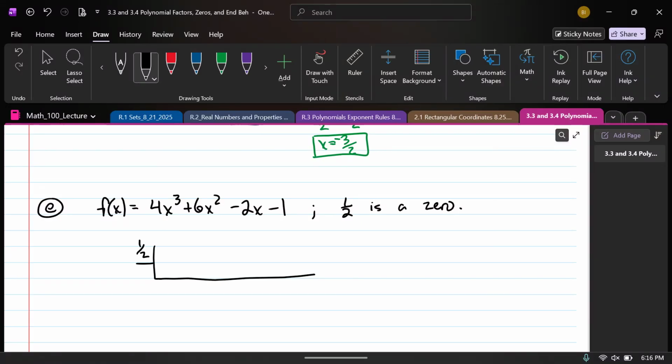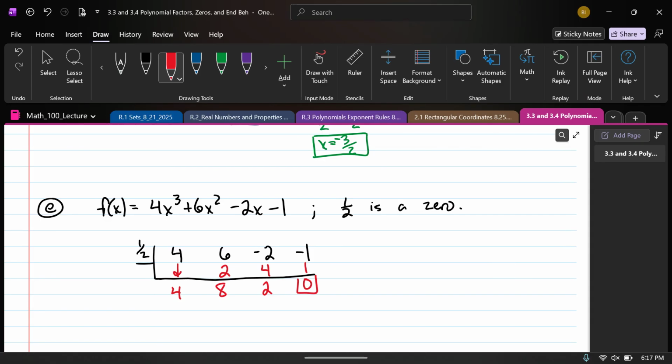I'm going to put a 1/2 on the shelf. I've got the 4, 6, negative 2, negative 1. Don't need any zeros because I had one of everything from x cubed on down. I didn't have any missing pieces. We're going to run synthetic with that 1/2. So I'm going to drop the 4 down, and then I'm multiplying. 1/2 times 4. What's half of 4? 2. That's easy. Okay. Then add those together. That's 8. And then 1/2 of 8 is 4. And then negative 2 plus 4, 2. And then half of 2 is 1.